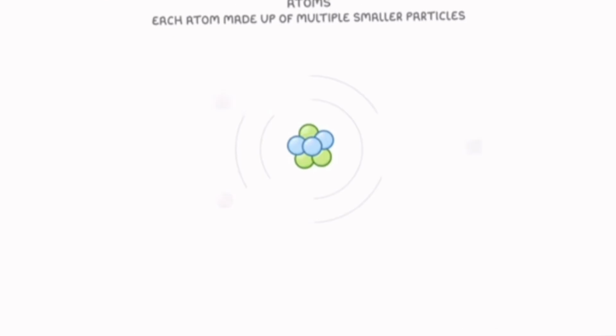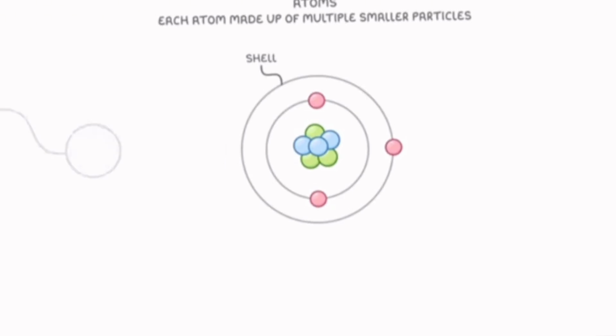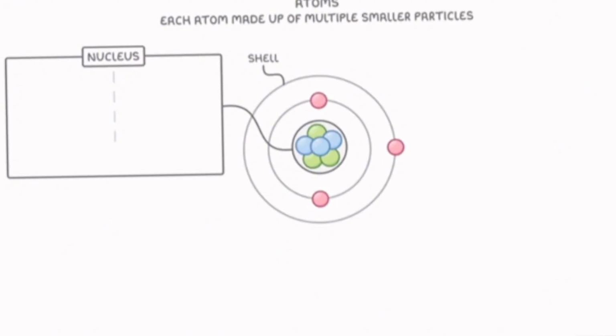Let's move on to the basic structure of an atom. The basic structure is a central nucleus surrounded by electrons which orbit around the nucleus in rings that we call shells. Although we've only shown one electron orbiting here, in reality, all of the electrons would be moving all the time. The nucleus itself is made up of two different types of particles, protons and neutrons, which are packed together in a tight ball.